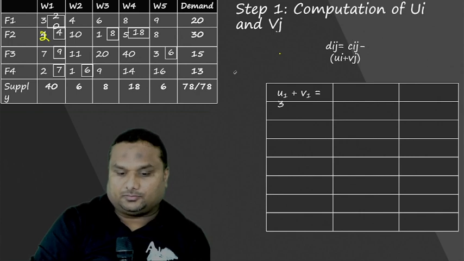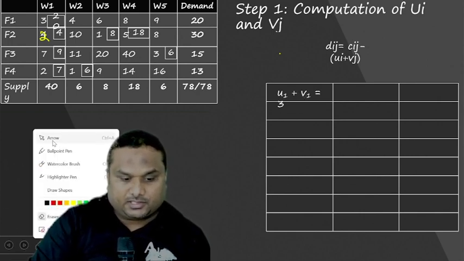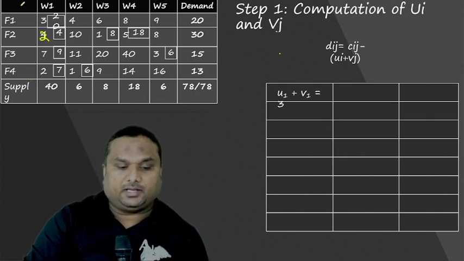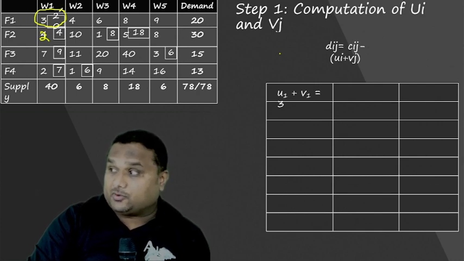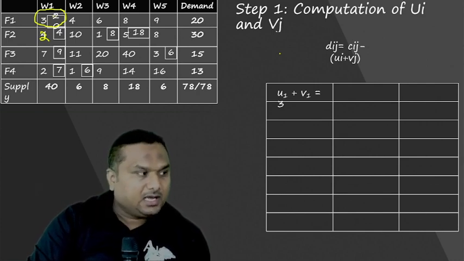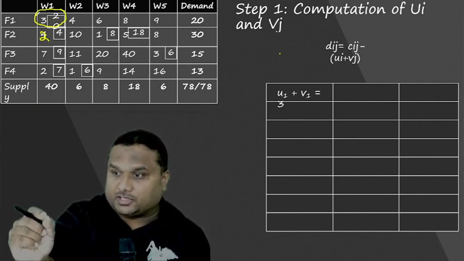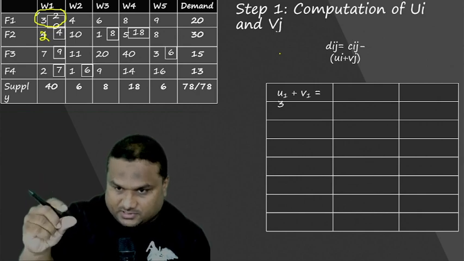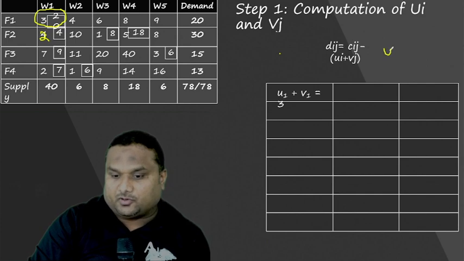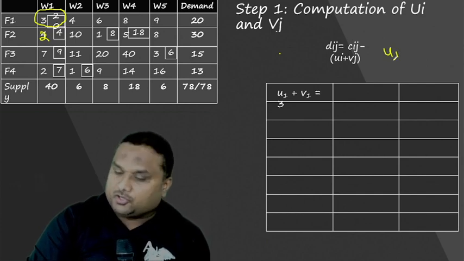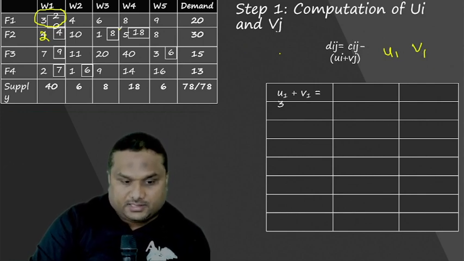Now the first allocation. Listen to me. This is the first row, and this is the first cell having an allocation. It is the first row and the first column. The first row we call U1, and the first column we call V1. This is the cell having the allocation.